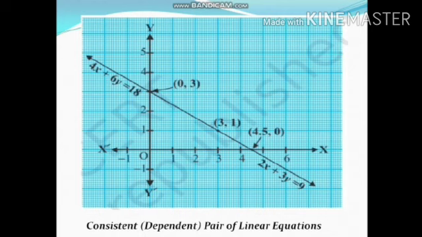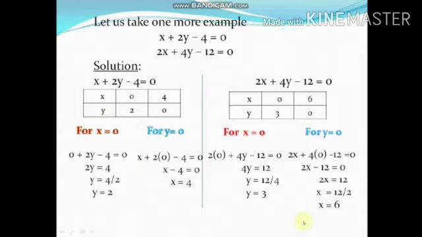You can easily see, student, every point on the line is a common solution to both the equations. So the given equations have infinitely many solutions, and a pair of linear equations which are equivalent is called a consistent dependent pair of linear equations. Let us take one more example.